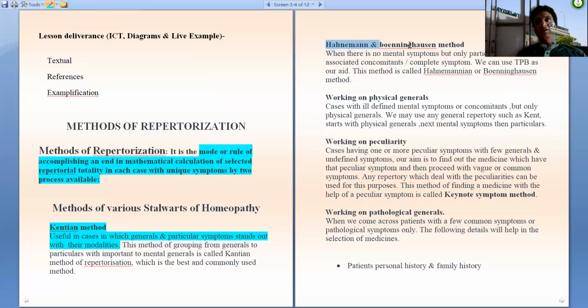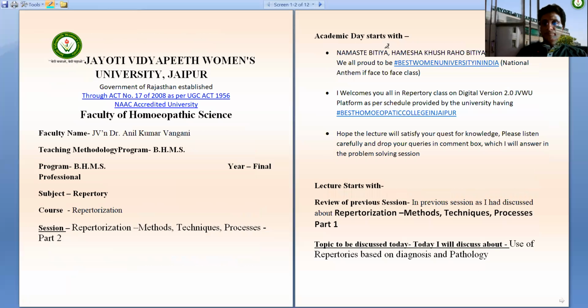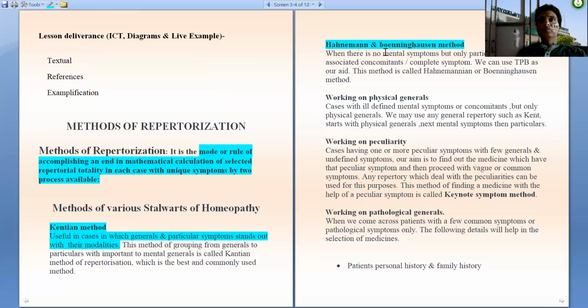Then another method is the Hahnemannian and Bonninghausen method. Here there is no mental symptom, or if there is mental symptom, then also it is given equal value and all the symptoms are taken. There is no elimination, and the totality of case is the basis. This is called Hahnemannian and Bonninghausen's method.